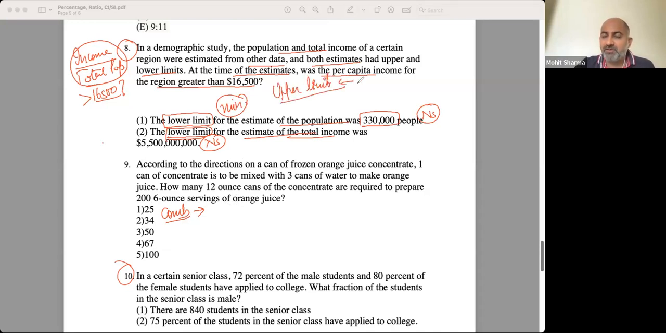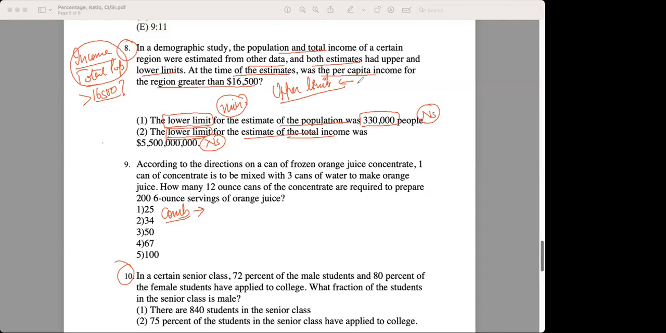Do we know the upper limit? Do we know what maximum it could be? Do we know the upper limit? In the question only. Upper limit is in the question itself.